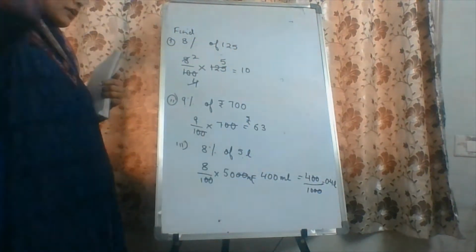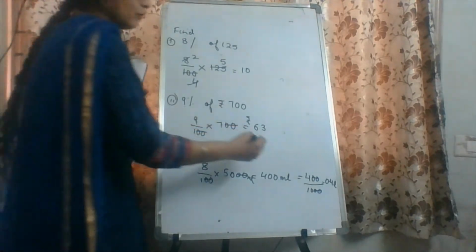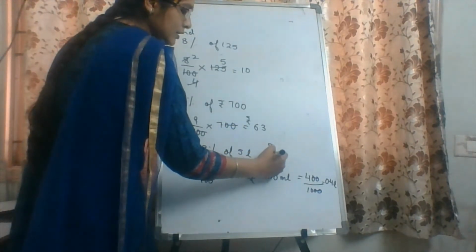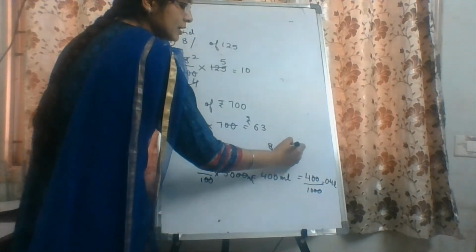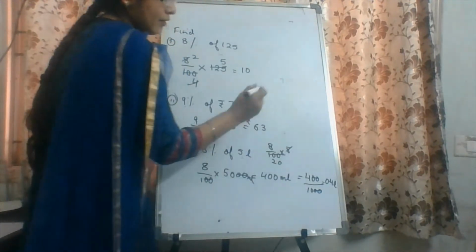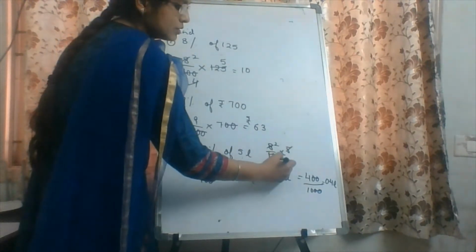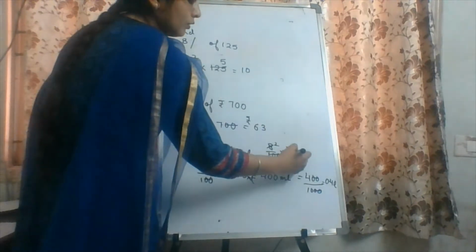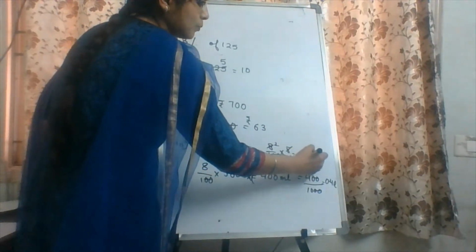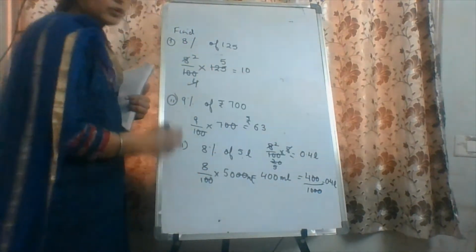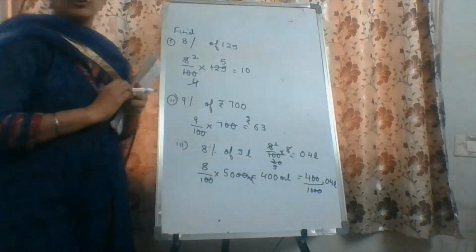If you don't convert it into milliliters, you will get 8 upon 100 multiplied by 5. Just simplify it. Let us see what we get. 5 upon 20. 4 twos are 8, 4 fives are 20. 2 upon 5 can be written as 0.4 liters. If you don't convert, then also you can do it by this method.